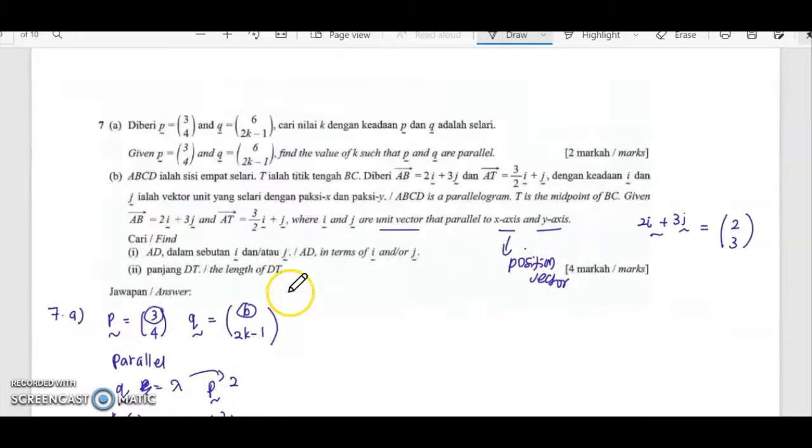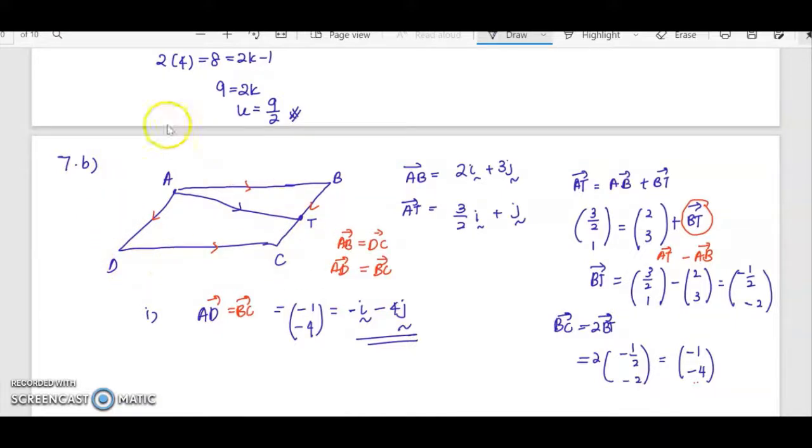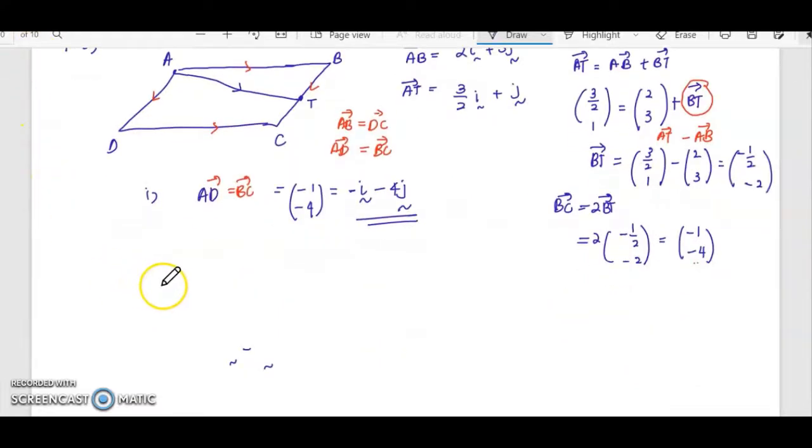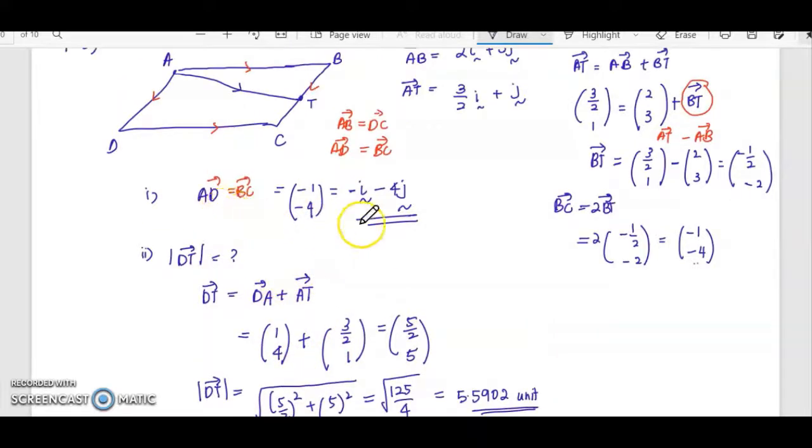So next we proceed to question 2. Find the length of DT. So when we want to find the length DT, we first have to find the vector DT, and then we calculate the magnitude of vector DT. When we find the magnitude, that value is the length of DT. So we can calculate vector DT by using vector DA plus vector AT.